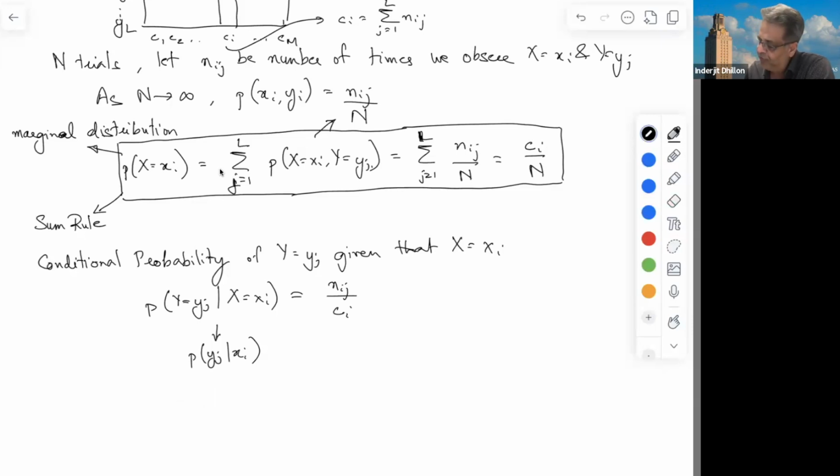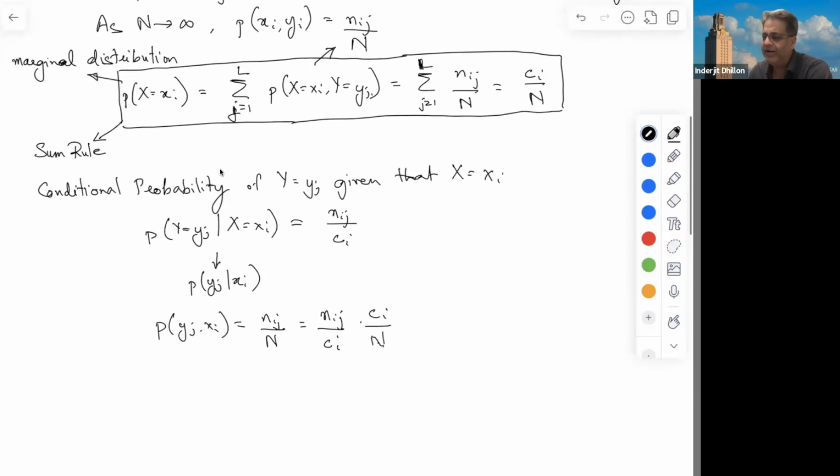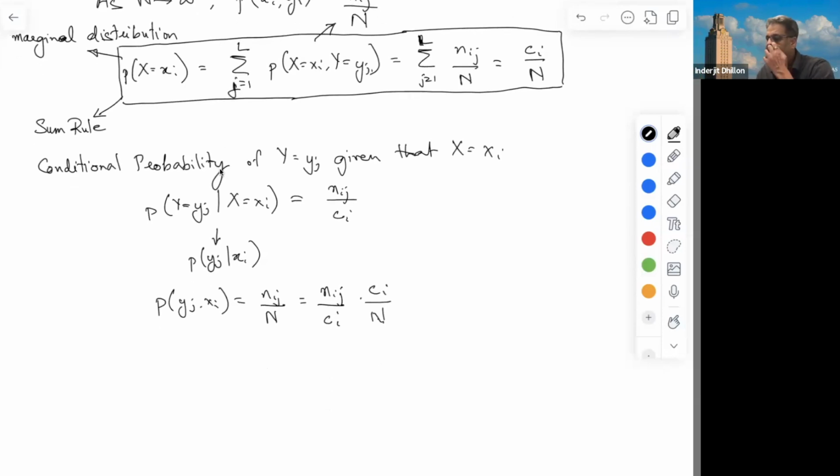Remember the joint distribution, P of yj comma xi is equal to nij divided by n. And I can say that this is equal to nij divided by ci times ci divided by n. So it's still nij divided by n, but now I've written it in terms of the conditional distribution and the marginal distribution.